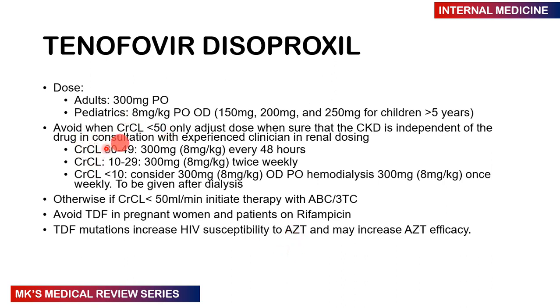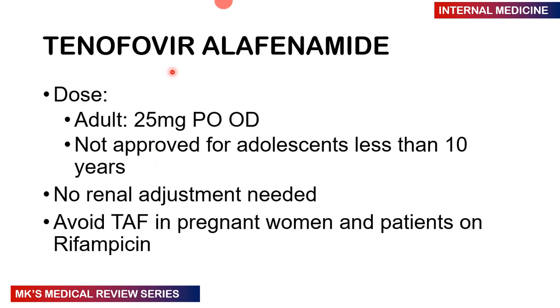Then, of course, if the creatinine clearance is 30 to 49, we give 300 milligrams, 8 milligrams per kg every 48 hours, so every 2 days. Then, if it's 10 to 29, 300 milligrams twice weekly. Then, if it's less than 10, you should consider 300 milligrams orally once, after hemodialysis. Then, of course, it should be given once a week.